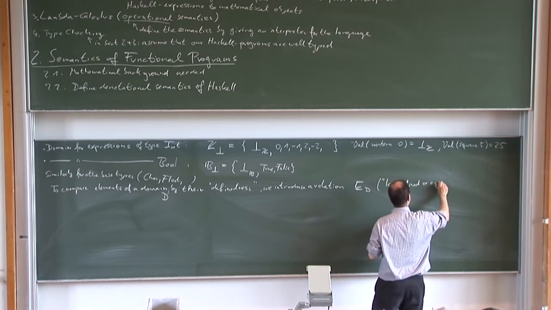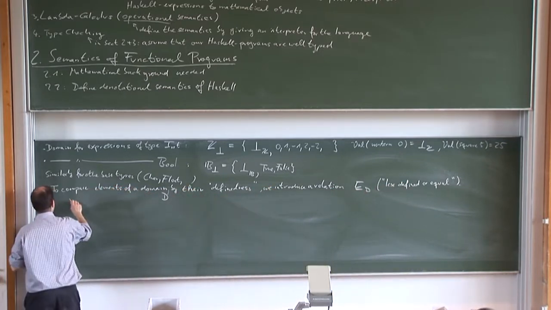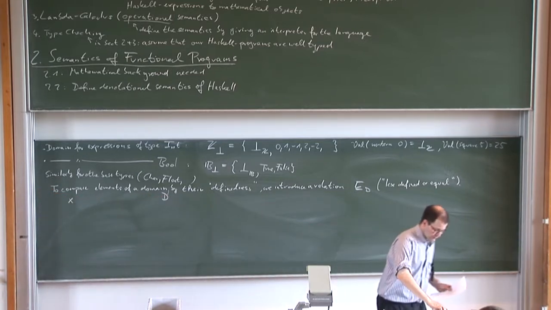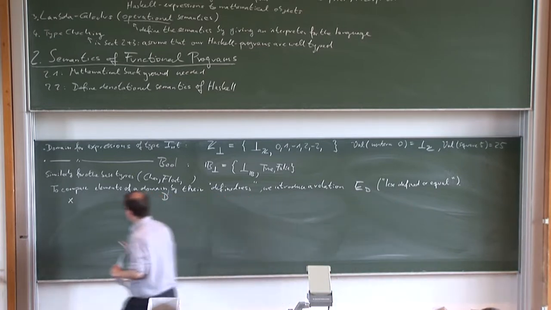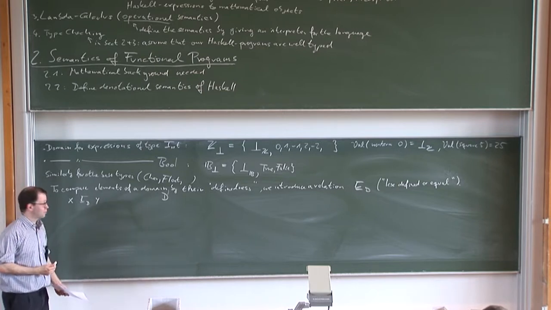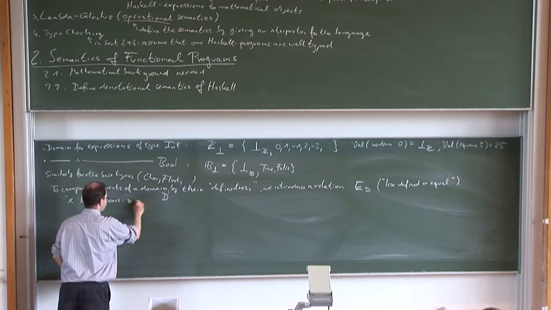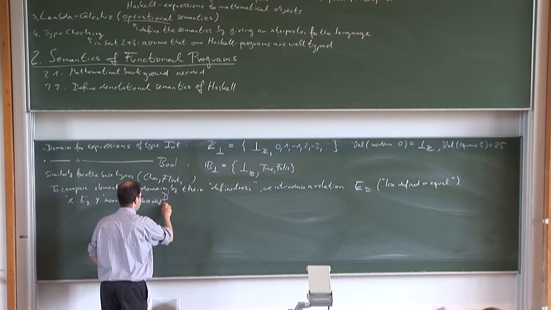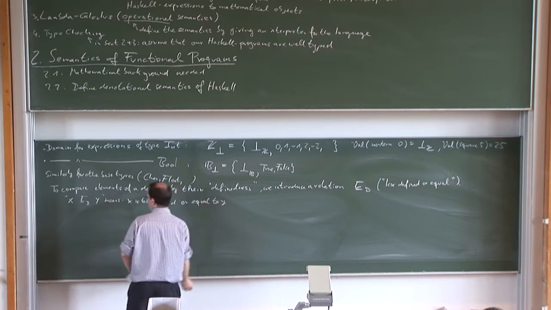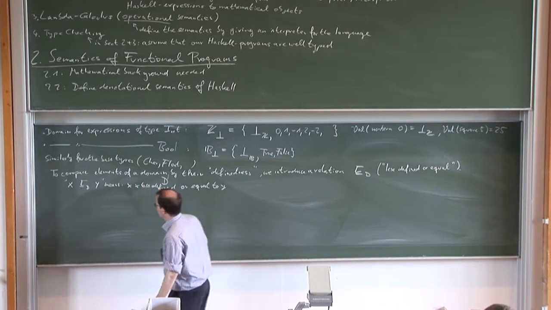In other words, if x and y are elements of a domain, then this means x is less defined or equal to y. And of course, if you omit this underlining, then you can also have strictly less defined.